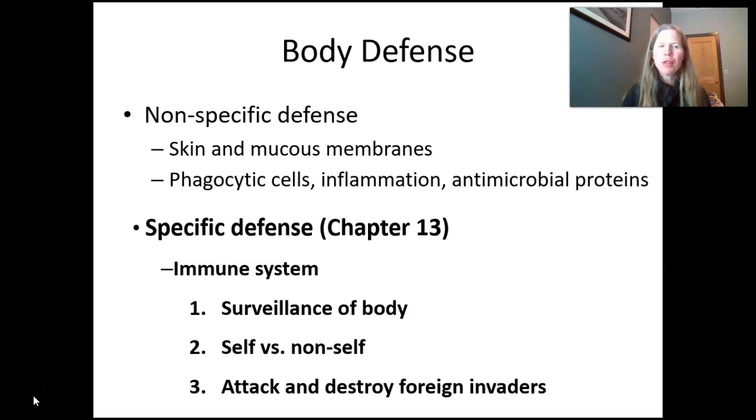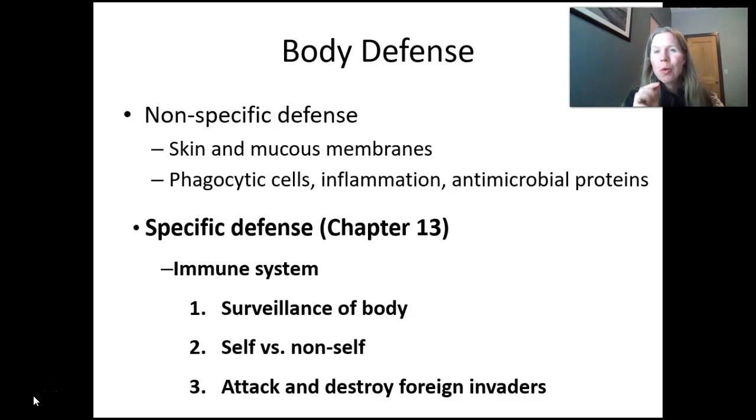All right, so chapter 13 then is about the specific defenses or acquired defenses. And I said in the last video, this is truly the immune system. So what we're going to see in this chapter is that we have cells in our body whose whole job is to run surveillance of the body and be looking for those foreigners. Again, key in this system is that ability to distinguish self from non-self, right?